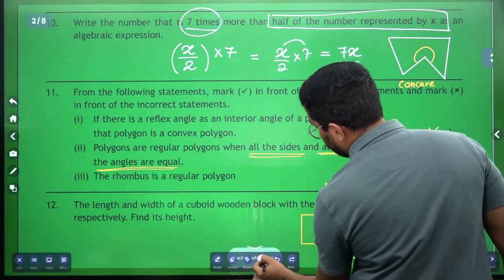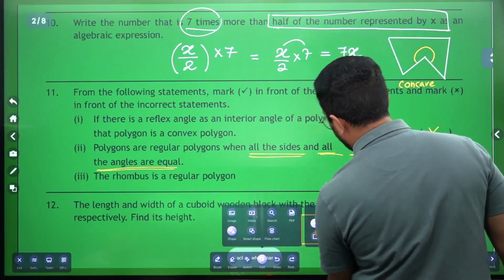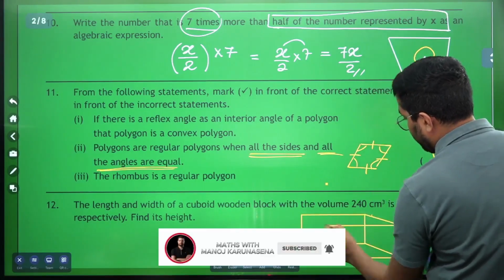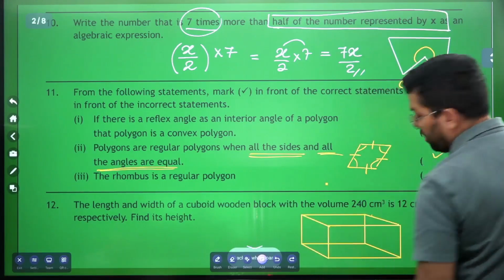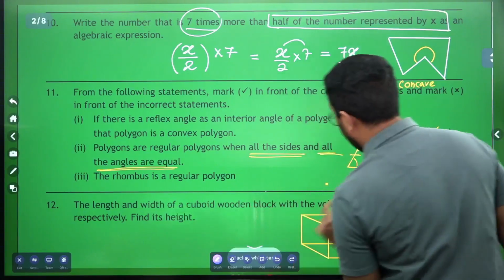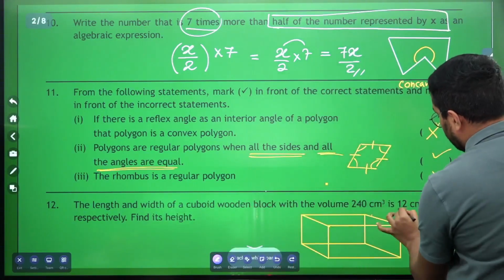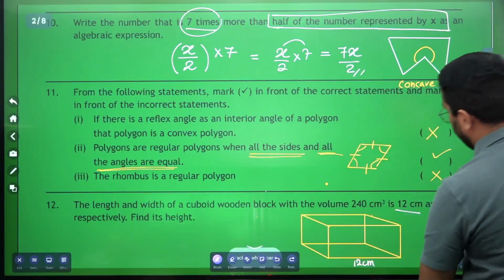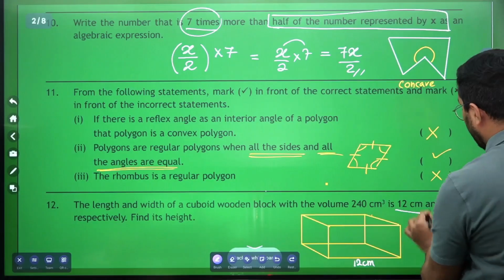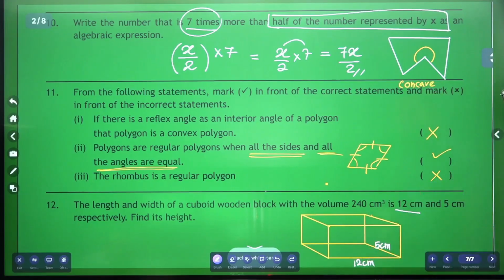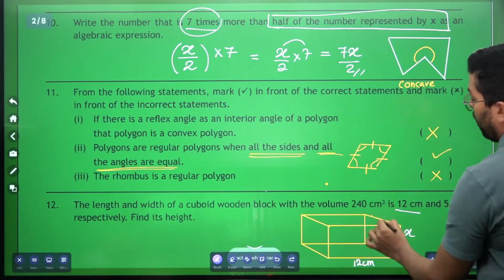Let's say we have a cuboid like this. In this cuboid, the length is 12 centimeters, and the width of the cuboid is 5 centimeters. Let's assume that for the moment. Find its height. The volume is given.